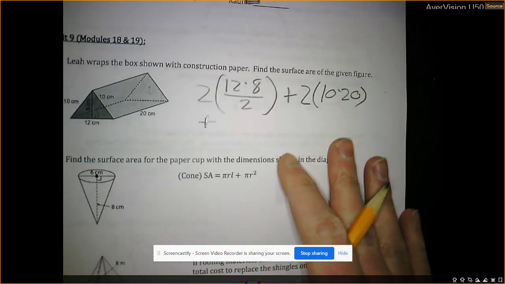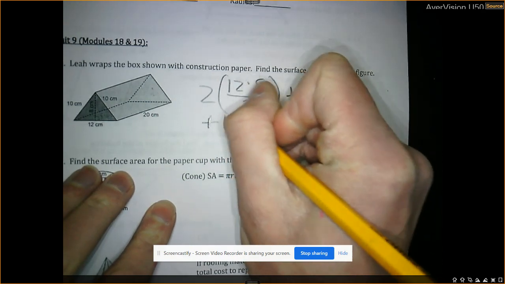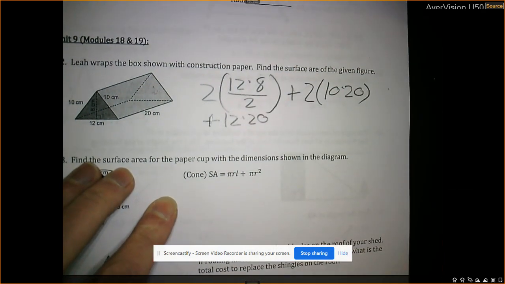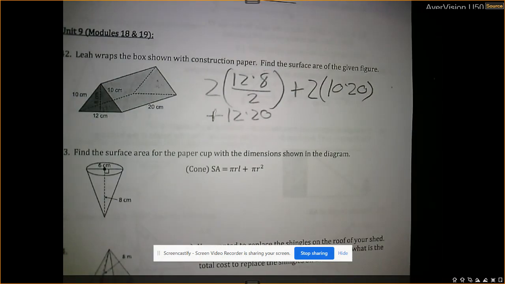Lastly, we have that bottom rectangle, 12 by 20. So we just need to add that 12 by 20. Then you just go ahead and add these all up. That's going to be your surface area. Do we want to do that quick? Yeah. Okay. All right, 12 times 8, let's do that.